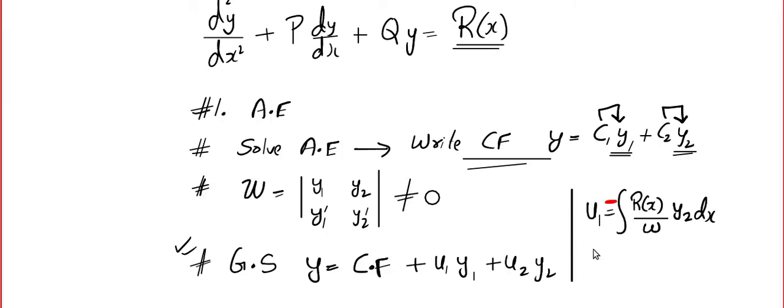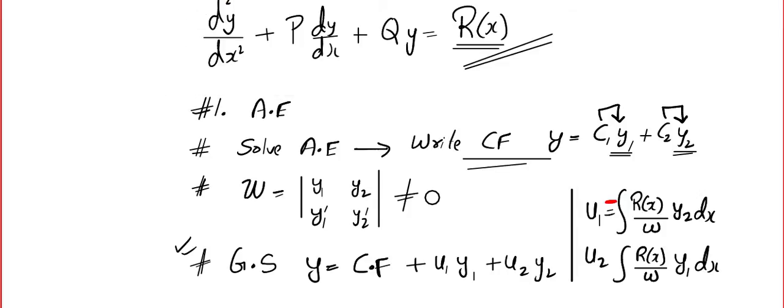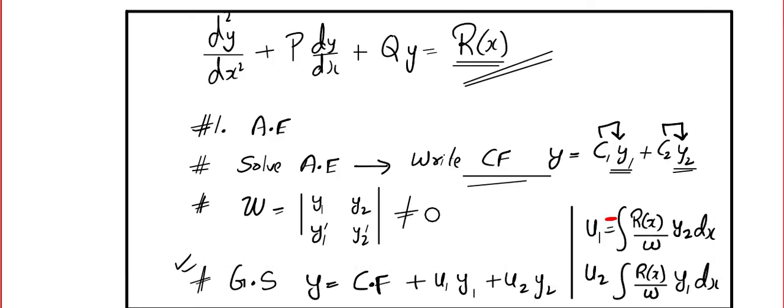And u2 is the integral of r x by W, that means right side by W, the right side which we have not seen in the standard types. And standard types I explained in the beginning: exponential, sine, cos, polynomial. And that will be into y1 dx. I will strongly recommend you copy this much, or you can take a screenshot. I'll put it in a box so that you can save it in your file.